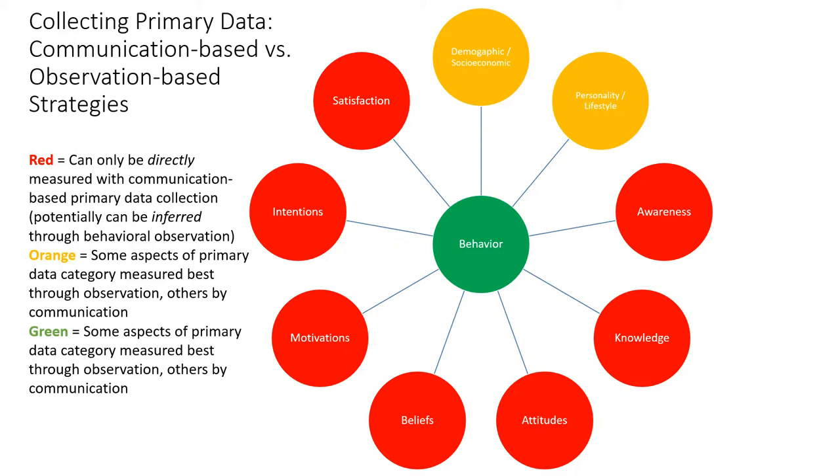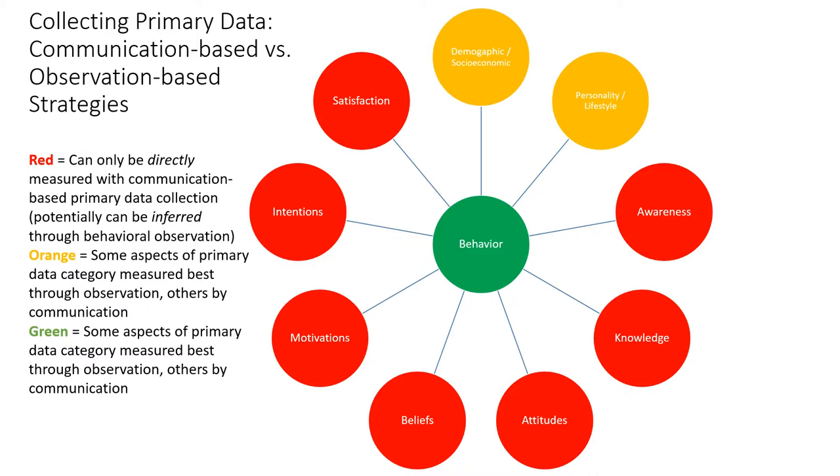For example, if we're interested in measuring someone's behavior, which is often the ultimate goal, so we're often very interested in actually observing what someone's doing along with anything else that we want to measure in our study, observation-based strategies tend to be the best. Observation-based strategies are actually watching that behavior occur. Whereas if we're using communication-based strategies, all those problems that emerge with recall biases can be problematic.